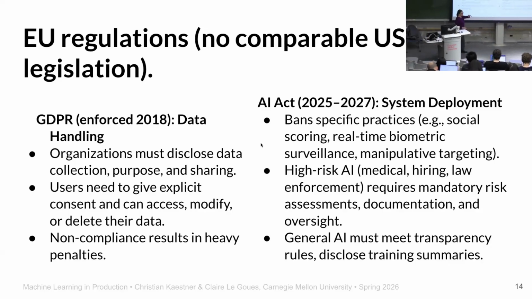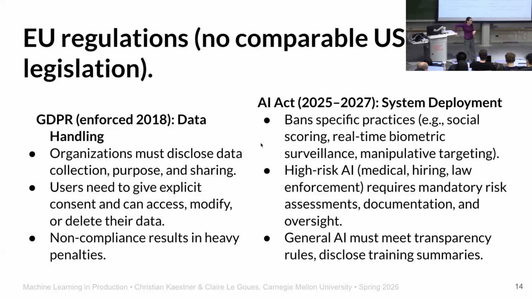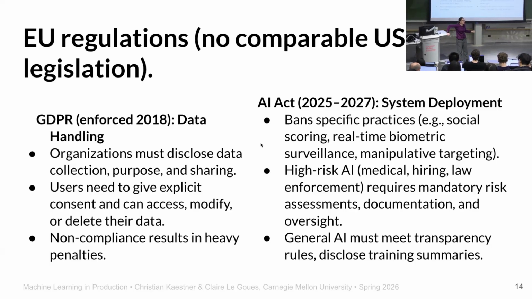GDPR is the one everyone knows. It's the reason we're all accepting cookies until we all die. It's surrounding data handling. It's actually not specific to AI at all. The rules say that organizations must disclose data collection, their purpose, and sharing. Users need to give explicit consent and have the ability to access, modify, or delete their data. Non-compliance can result in very heavy penalties, genuinely. So the short answer to your question, shouldn't we be able to know and have control over that, is: are they operating in the European Union? Because if they are, you might.